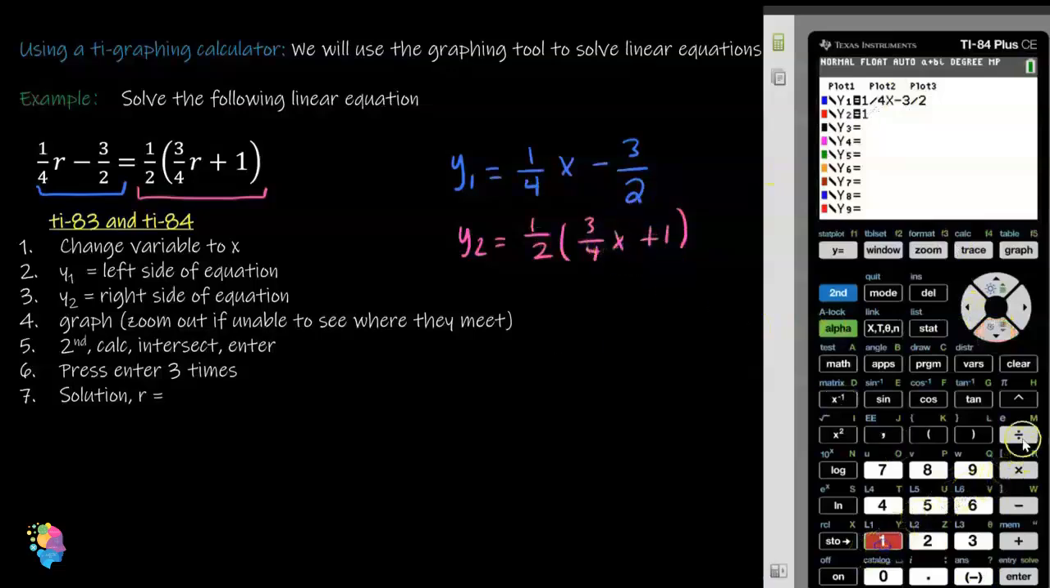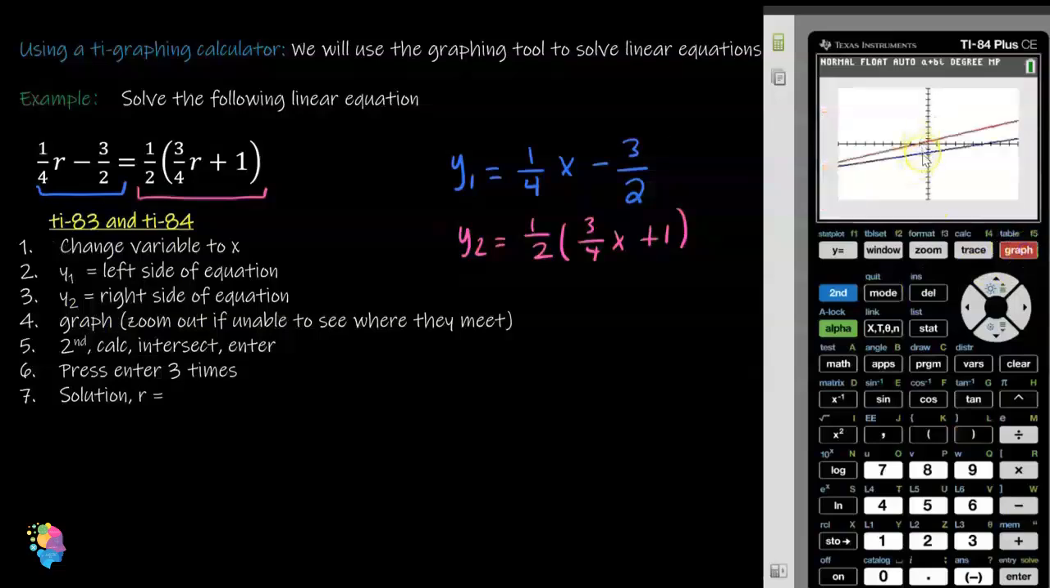So this is 1 divided by 2, open parentheses, 3 divided by 4 x. So that's 3 divided by 4 x plus the 1. Okay, and then I close it. So I've done step 1, 2, and 3. Now I have to go to graph. Graph is up here at the top right. Let's see what it shows us.